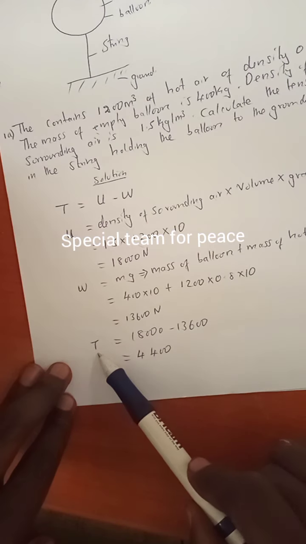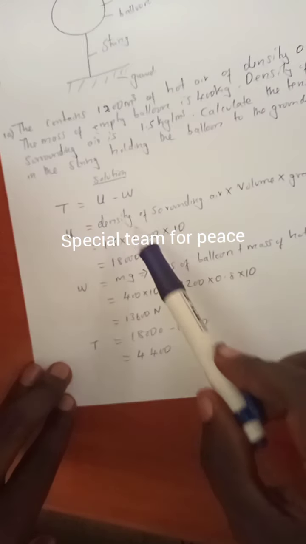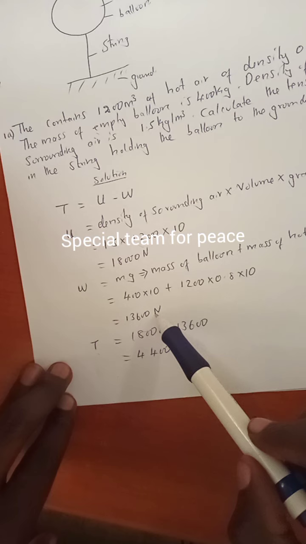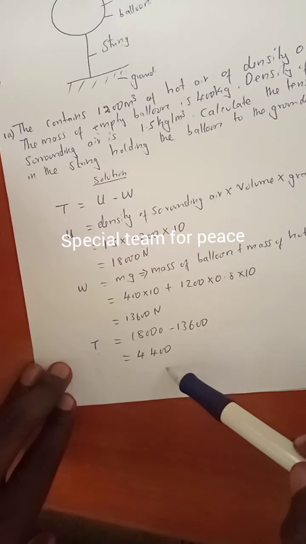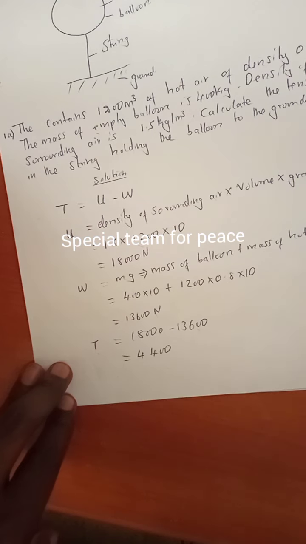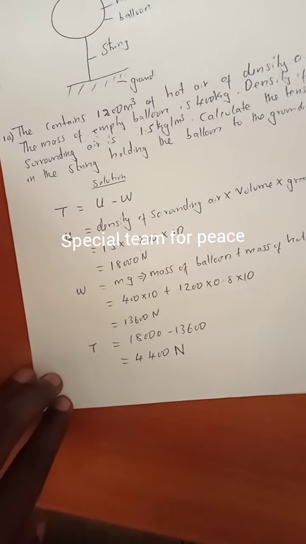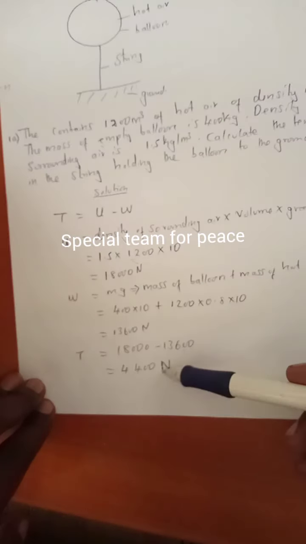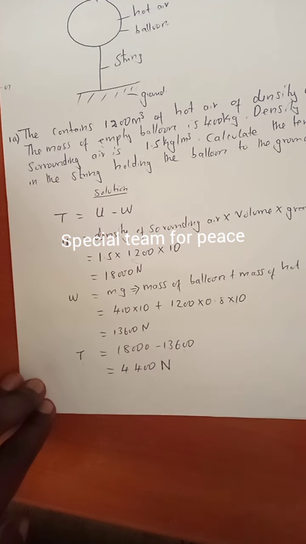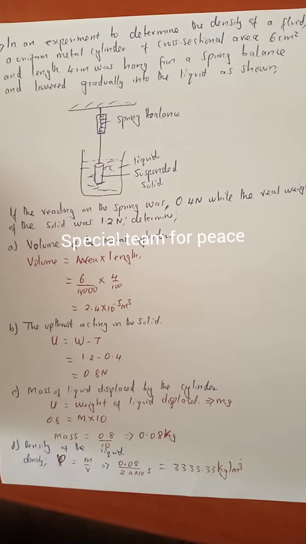So therefore, the tension will be given as the upthrust minus the weight. So it becomes 18,000 minus 13,600, leaving us with 4,400 newtons. It's supposed to be newtons as the tension in the string. That means this balloon can also support a weight that is equally 4,400 newton, and it won't be able to fall down. We also have another example here.